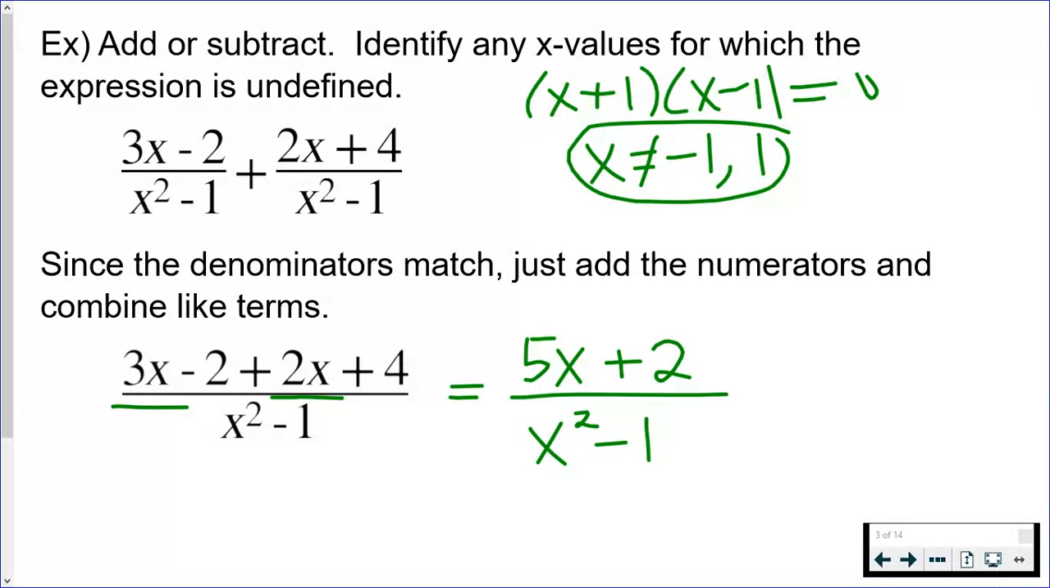And now I'm done. So one thing I'll point out, always see if you can keep simplifying. So if the numerator was factorable and you ended up with matching factors in the numerator and denominator, you would want to cancel those out. But there's nothing I can do here. 5x plus 2 over the denominator is done, so this is the answer.